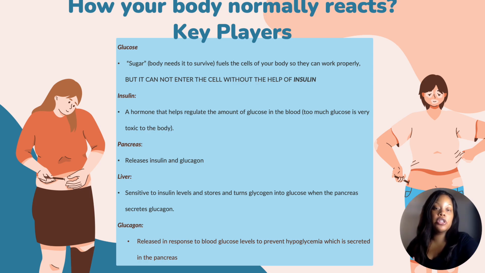All right, so first we're going to talk about how the body normally reacts, right? And the key players that we're going to talk about are glucose, insulin, the pancreas, the liver, and glycogen. So you definitely need to know this slide, and glucagon as well. All right, so what is glucose? Glucose basically is sugar. Your body needs sugar to survive, because what does sugar do? Sugar fuels the cells of the body so they can work properly, but it cannot enter the cell without the help of insulin. Okay, so remember that part.